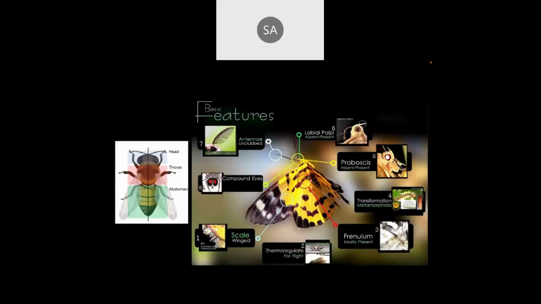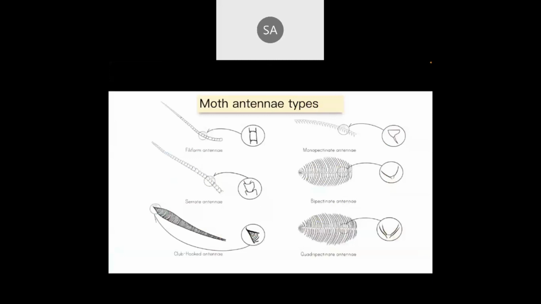So these are the different moth antenna types. We have named them differently. These antennae can help us in identifying the different families, genera, or species.